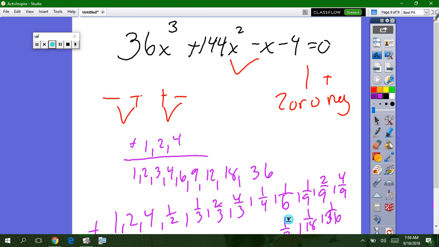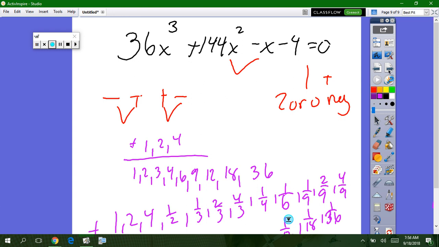Always, always, always add your coefficients together. What's 36 plus 144? 180 minus 1. 179 minus 4. 175. Guess what I just checked? I checked the value of 1.